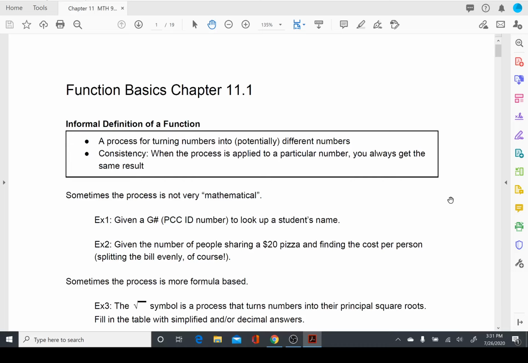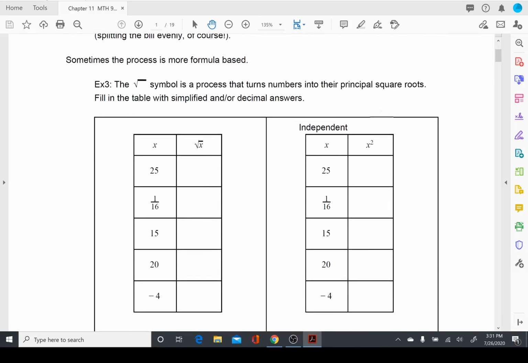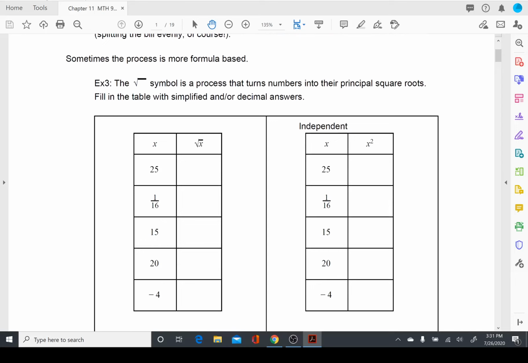Sometimes this process is not very mathematical in the classical sense. So, for instance, if a G number, a PCCID number, can be used to find a student's name, that process is going to have one output. Given the number of people sharing a $20 pizza, find the cost per person. That process would be the same. Sometimes the process is more formula-based, and that's a lot of what we'll be focusing on. So, for instance, the square root symbol is a process that turns numbers into their principal square roots.